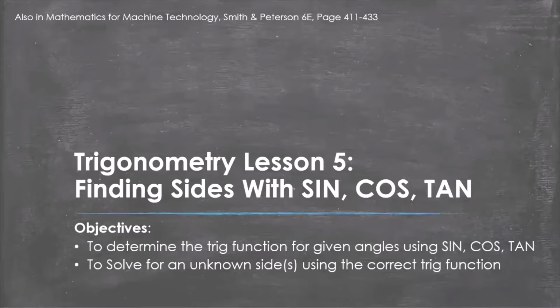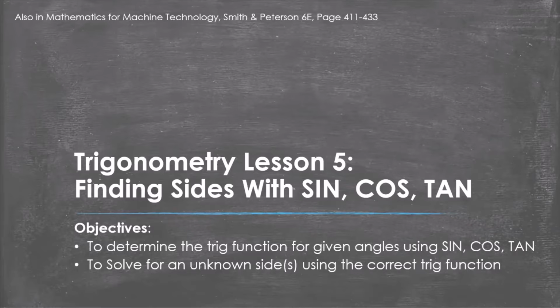This lesson is going to investigate finding sides with sine, cosine, and tangent, which you may remember as SOHCAHTOA. The objectives for this lesson are to determine the trig functions for given angles using sine, cosine, and tangent, and to solve for unknown sides using the correct trig function.